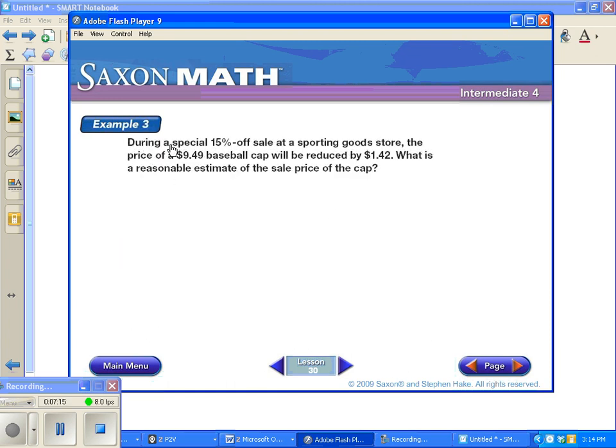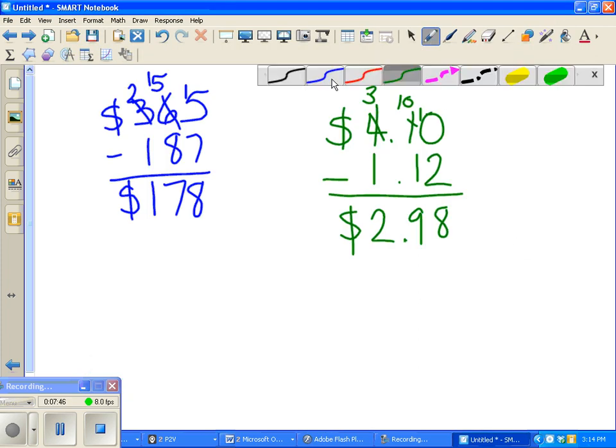Example 3. During a special 15% off sale at a sporting goods store, the price of a $9.49 baseball cap will be reduced by $1.42. What is a reasonable estimate of the price of the cap? Okay, so if I look at the $9.49, I'm thinking, that's awfully close to $9.50, because sometimes we do round off to the nearest quarter. So we're going to think of that as $9.50. Do that in a different color.